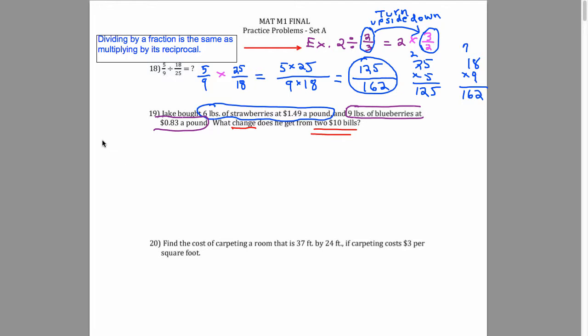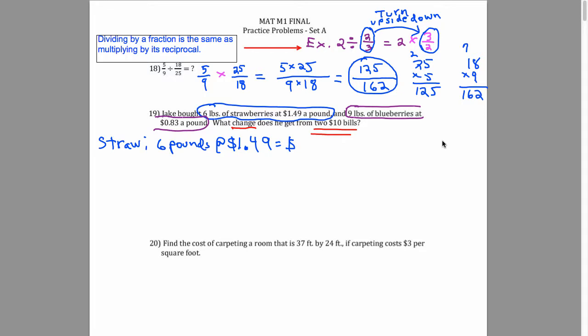Let's do the strawberries first. I'll abbreviate this as straw. So 6 pounds at $1.49. How much money is that? That's right, you have to multiply. If each pound is $1.49 and he bought 6 pounds, the total price will be found by multiplying those two numbers together. So let's do that.